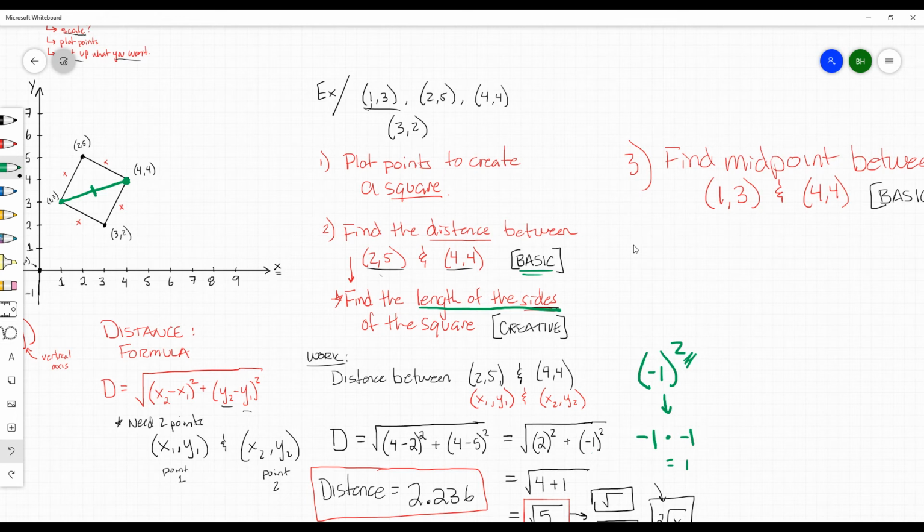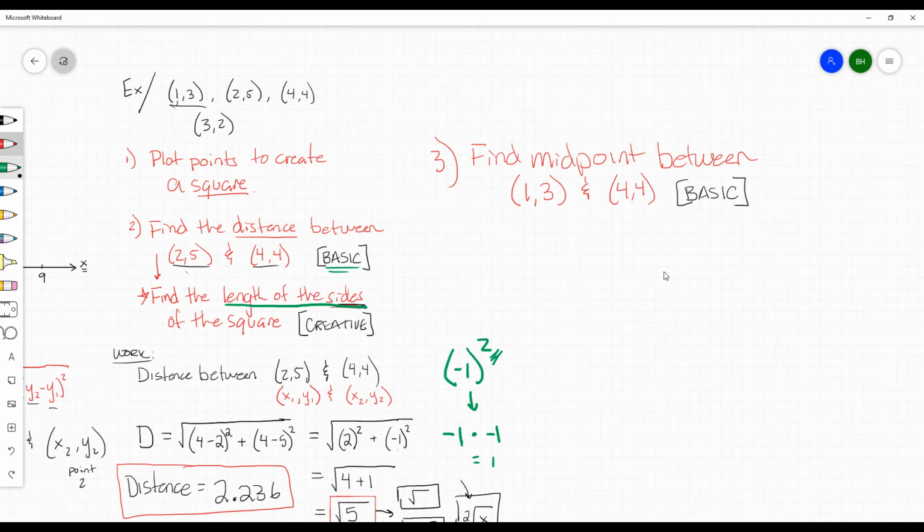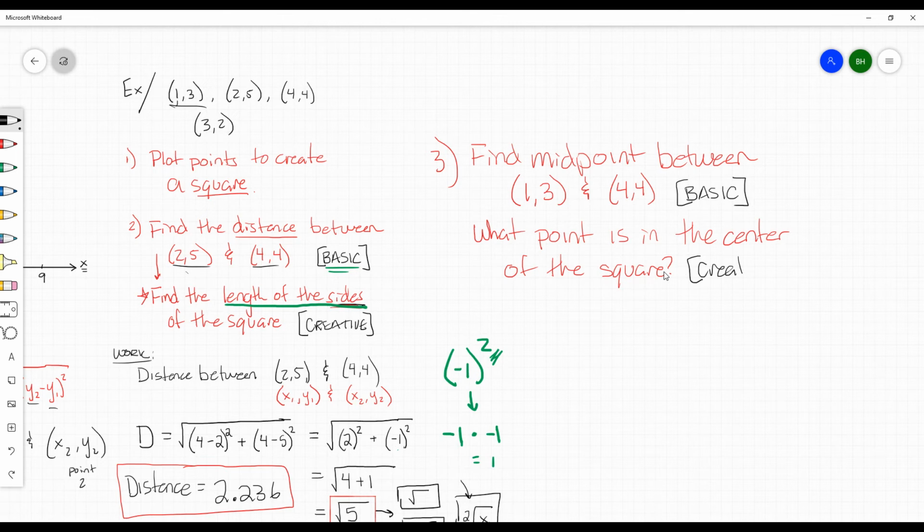Now, we need to talk about a couple things because your question may not be this simple. Find the midpoint between 2 points. Your question could be, what point is in the center of the square? This one would be a little bit more creative because it requires you to use the midpoint, but you can use any method in order to solve for that.